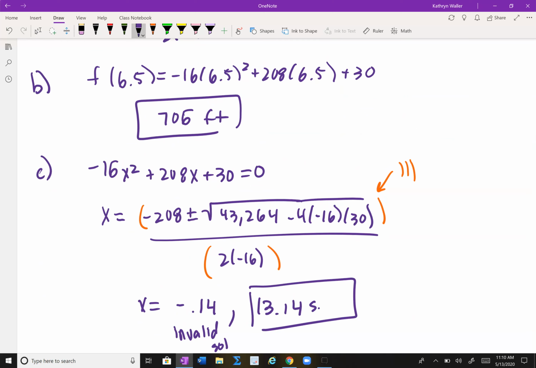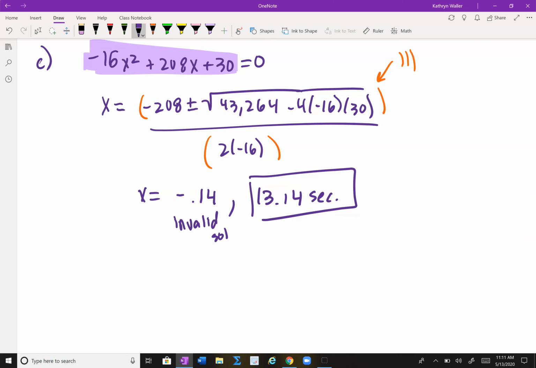You can't have a negative seconds, so I'm going to say this is an invalid solution, and I'm going to put right here seconds. Now the beautiful thing is, if you hit store, enter right now, and then you plug it back in there, so if you just go up, up, up, up, up, till you're back on the equation, hit enter, I should get a 0.